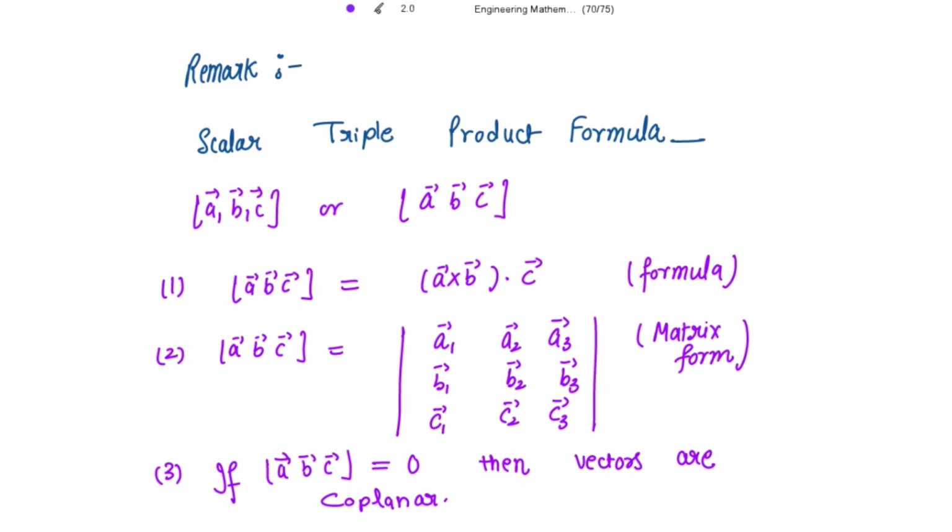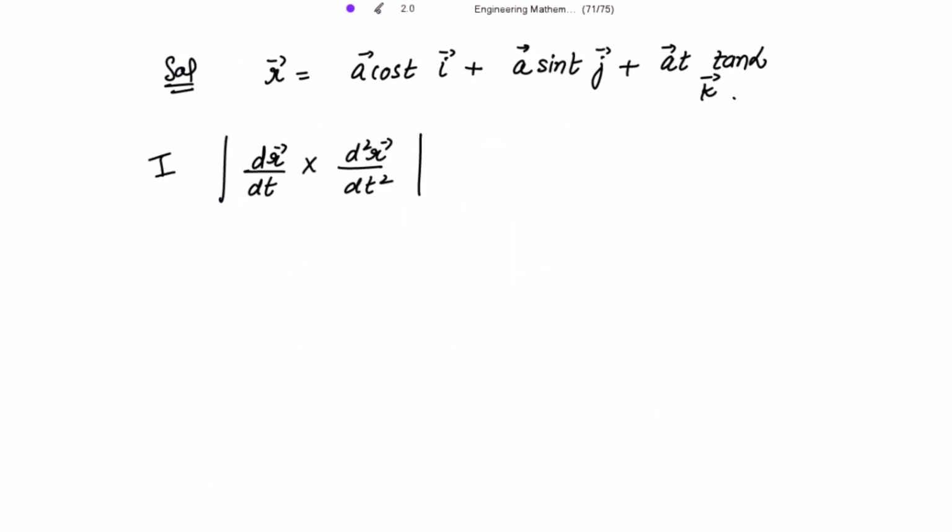The scalar triple product formula is for the vectors a, b, c. Its formula is the cross product of a and b having its dot product with c. And then we also have this matrix format. And third, if this scalar product is equal to 0, then the vectors are coplanar. Coplanar means the vectors lie on the same plane, right? So for this exercise, I am going to use the formula for this. So let's start with the solution.